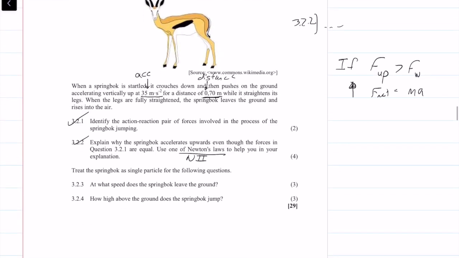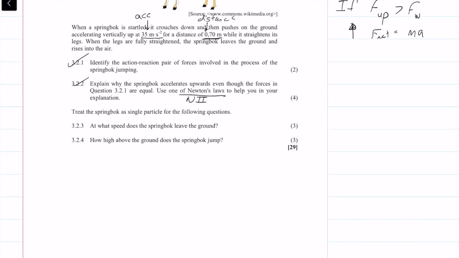Okay, then moving on to question 3.2.3. Treat the springbok as a single particle for the following question. At what speed does the springbok leave the ground? Okay, so how are we going to do this? We can see that for when it bends its legs and releases, there's a constant acceleration. So we can use UVATs.